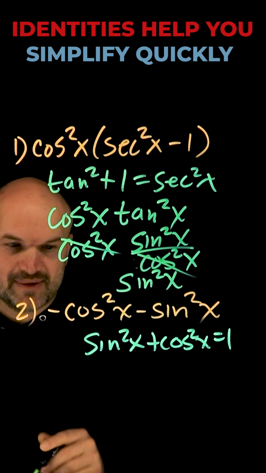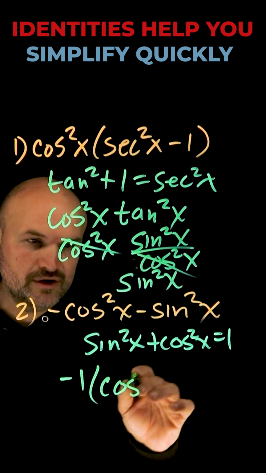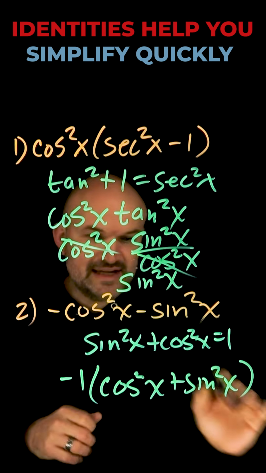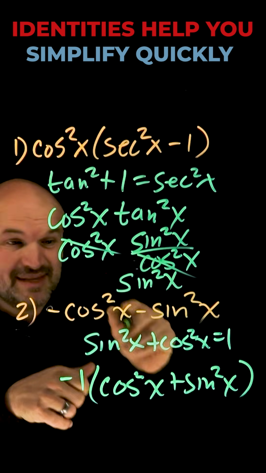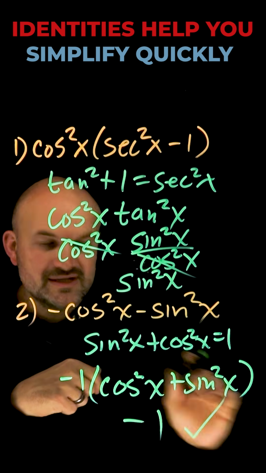Now, what I want you to think about is, well, what about if I factor out a -1? If I factor out a -1, I get a cosine squared of x plus a sine squared of x. And now you can see cosine squared plus sine squared, it's the same thing as sine squared plus cosine squared. That's going to equal 1. 1 times -1 is just -1.